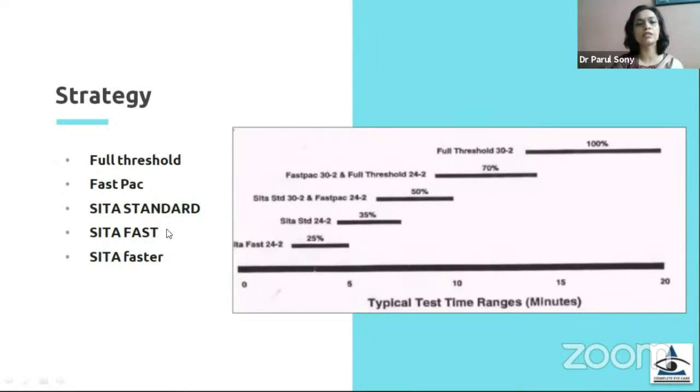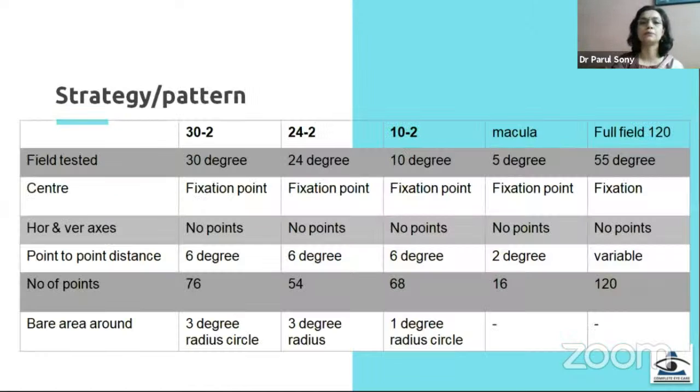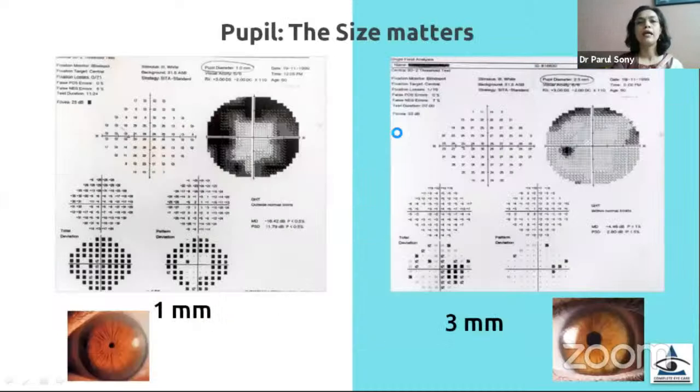We can choose from different strategies. Presently, we are mostly using the SITA strategy, which is the Swedish Interactive Testing Algorithm, which is much faster. Now we have SITA Faster also, which is almost 25 to 50 times faster than the SITA Fast technology. Then we can have different patterns, depending on the type of glaucomatous damage the patient has. You can choose a 30-2 or a 24-2. If patients have advanced glaucoma, then one can opt for a 10-2 or a macular test.